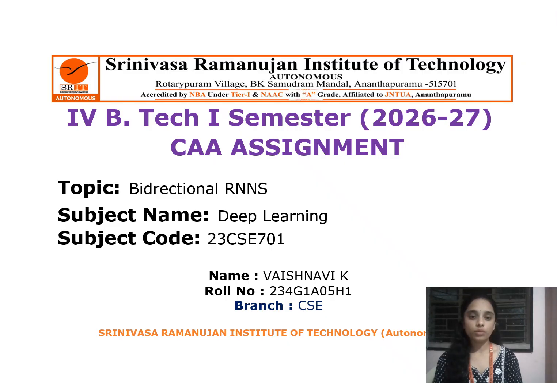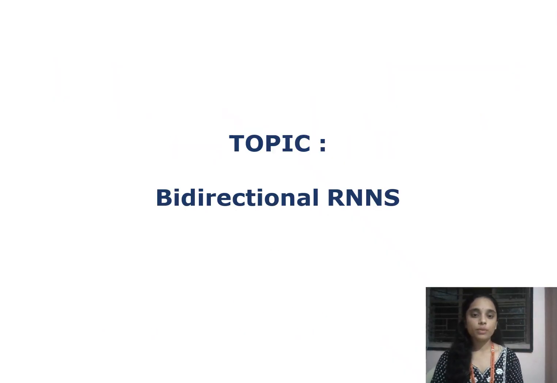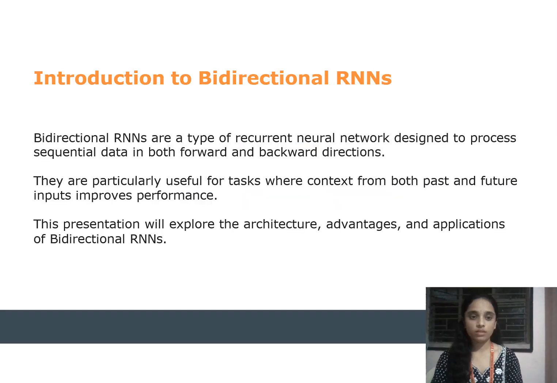Today, my topic is about bidirectional RNNs. It is an introduction to bidirectional RNNs. Bidirectional RNNs are a type of recurrent neural network designed to process sequential data in both forward and backward directions. They are particularly useful for tasks where context from both past and future input improves performance. This presentation will explore the architecture, advantages, and applications of bidirectional RNNs.